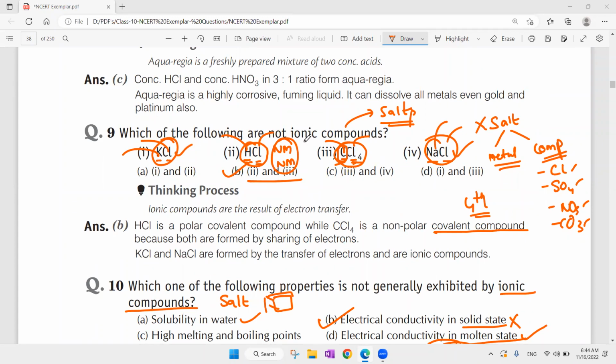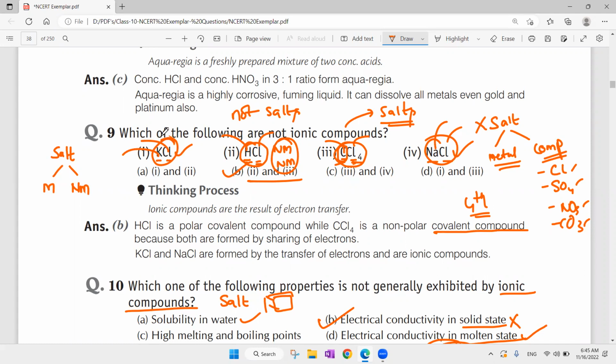Which of the following are not ionic compounds? Not ionic compounds means which are not salts, they are asking. So how to identify a salt? Okay, I'll do one thing. After uploading this video, in the link, I'll upload another video related to how to identify acids, bases and salts just by observing the chemical formula. If you observe a salt chemical formula, definitely a salt should have two parts. First part should be the metal part, second part should be the non-metal part in simple logic.